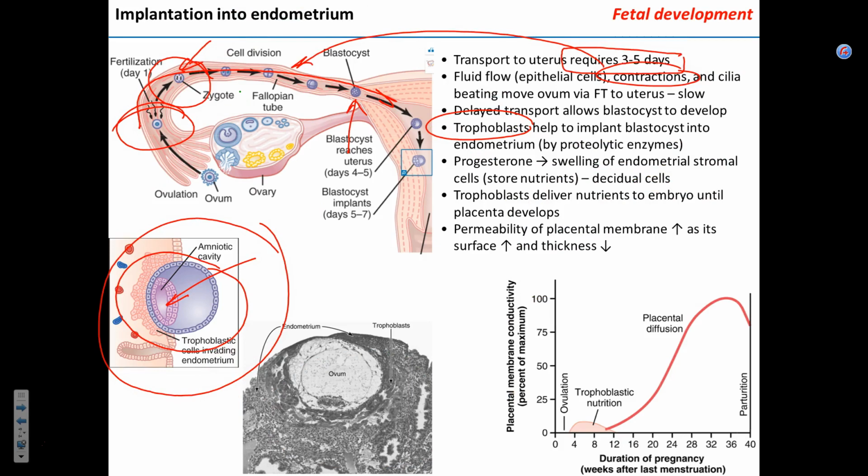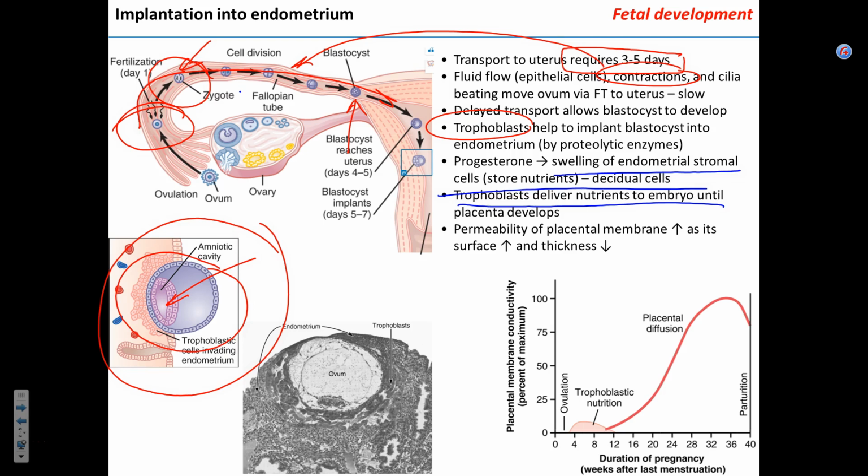So elevated levels of progesterone will lead to swelling of endometrial cells, which store nutrients, and they become decidual cells, which will provide nutrients. In the meantime, trophoblasts will establish the communication between the decidual cells and blastocyst. So trophoblasts essentially play the role of placenta. They deliver nutrients to the developing embryo all the way until placenta will be formed.